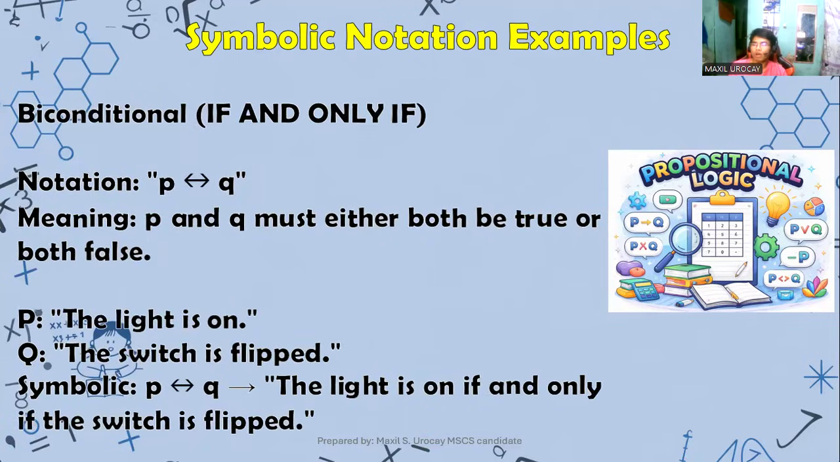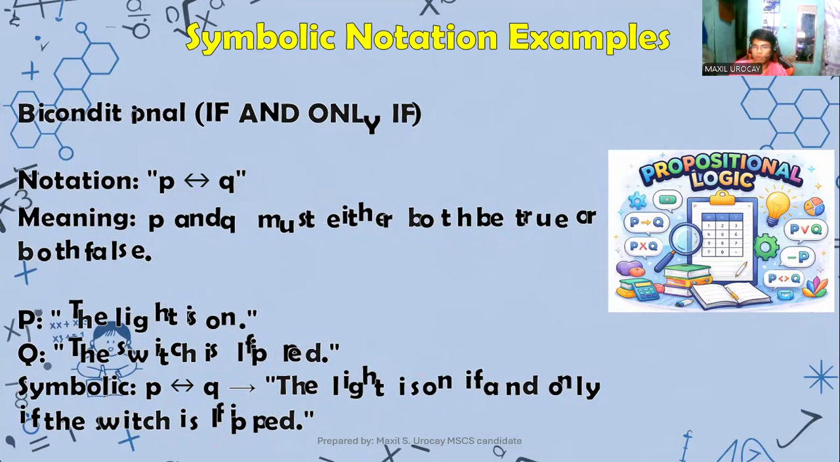Now, we also have the biconditional, or "if and only if," with a bidirectional arrow symbol, this one. Meaning P and Q must either both be true or both be false. So, "the light is on and the switch is flipped." If this is the symbolic form we're working on, you read it as: the light is on if and only if the switch is flipped. So that's how it works.